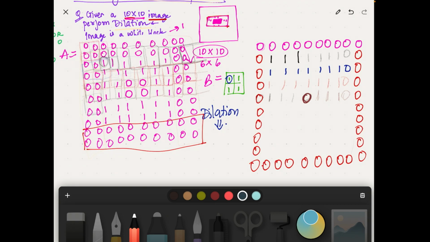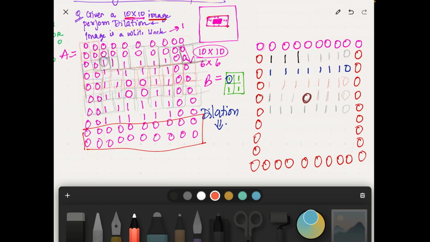0 0 0 0 gives us a 0, 0 1 0 1 gives us a 1, 1 1 1 1 gives us a 1, 1 0 1 1 gives us a 1, 0 0 1 1 gives us a 1, 0 1 1 1 gives us a 1, 1 1 1 1 gives us a 1, 1 0 1 0 gives us a 1, 0 0 0 0 gives us a 0, and then the padding, right?